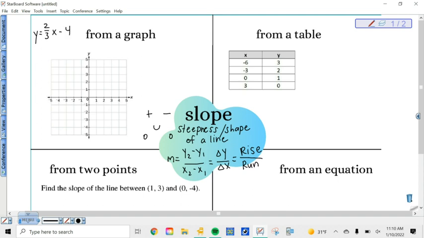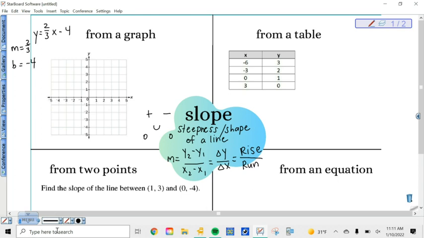What form is this in? That is slope-intercept form, right? Which is y equals mx plus b. And in slope-intercept form, what does m stand for? Slope. And what does b stand for? The y-intercept. So in this equation, what's my slope? 2/3. Perfect. And what's my y-intercept? Good.